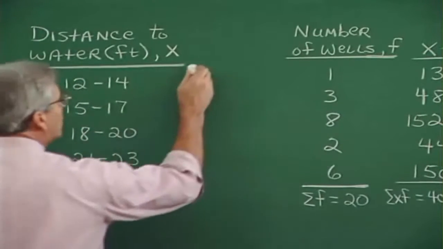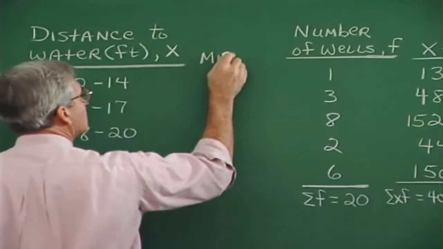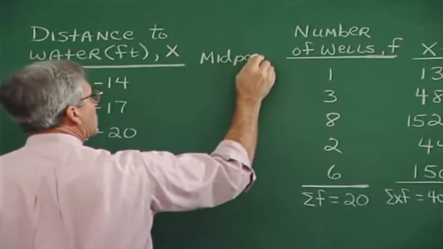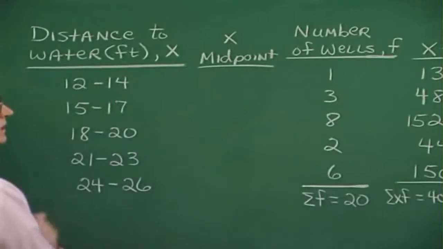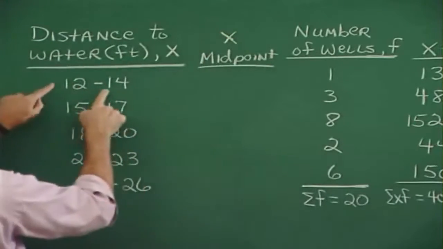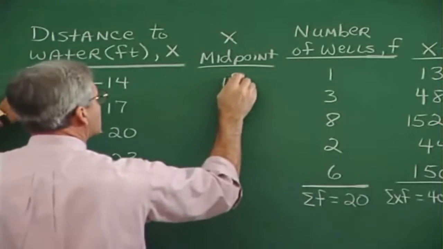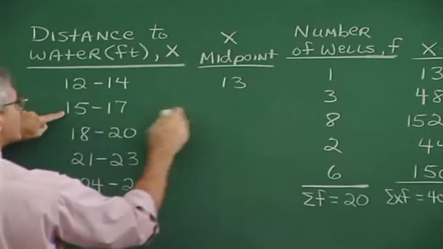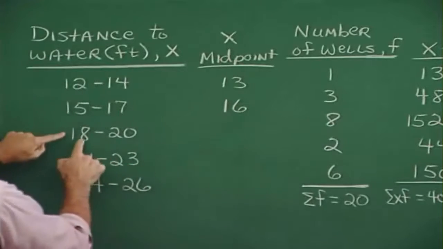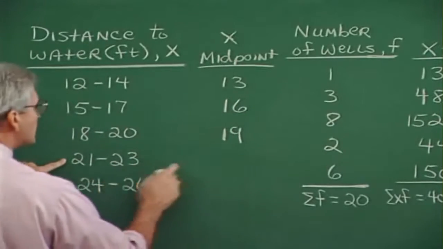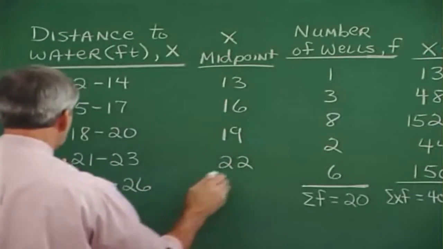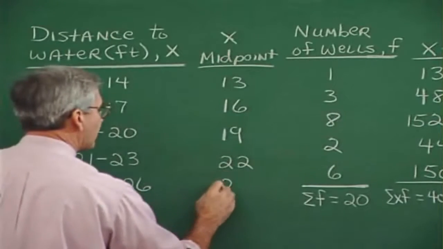That is, we'll create a column here, just midpoint. And these will be our x's, you see. The midpoint between 12 and 14, that's 13. And then 15 to 17 is 16. And then 18 to 20, that's 19. And 21 to 23 is 22. And 24 to 26 is 25.